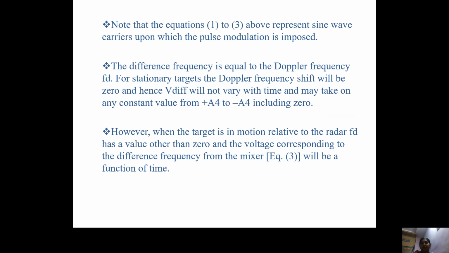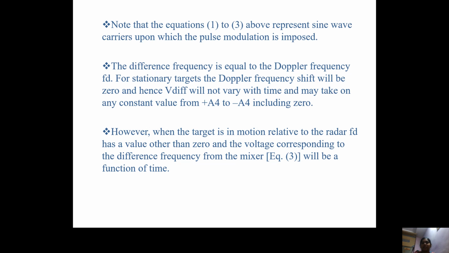So those two, one and P, first equation represents the transmitted signal, and the third equation represents the sine wave carriers upon which the pulse modification is imposed. The difference frequency is equal to the Doppler frequency. So always the FD is the deciding factor, which discriminates moving targets from stationary targets.